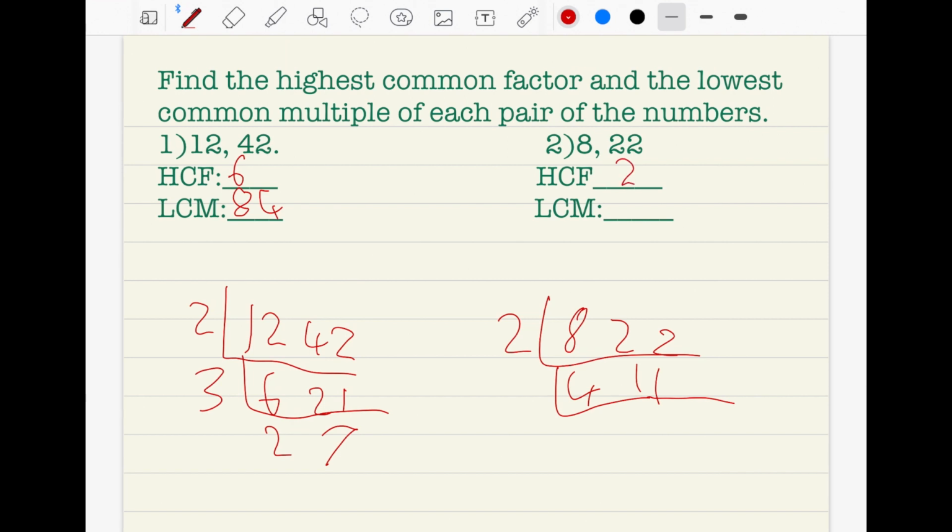The lowest common multiple is in an L shape like this, but not like that. It's like a sideways one. So 2 times 4 times 11. 2 times 4 equals 8, and then 8 times 11 equals 88. So the lowest common multiple of 8 and 22 is 88.